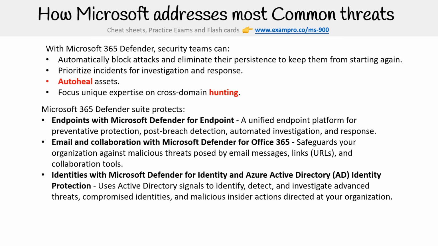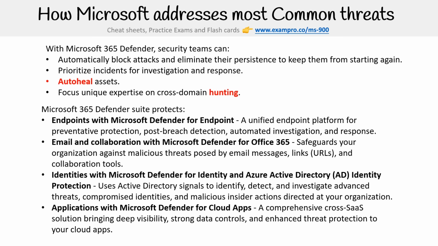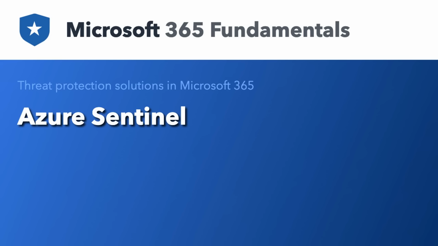Identities with Microsoft Defender for Identity and Azure Active Directory Identity Protection uses Active Directory signals to identify, detect, and investigate advanced threats, compromised identities, and malicious insider actions directed at your organization. Applications with Microsoft Defender for Cloud Apps, a comprehensive cross-SaaS solution bringing deep visibility, strong data controls, and enhanced threat protection to your cloud apps. So, these are the main tools and services that Microsoft uses to detect and eliminate any potential threats to your Microsoft 365 environment.